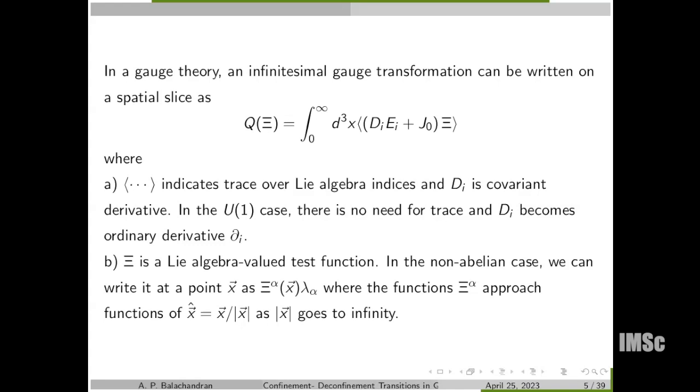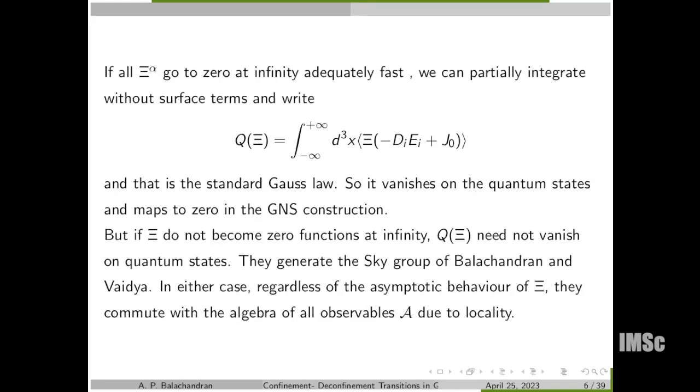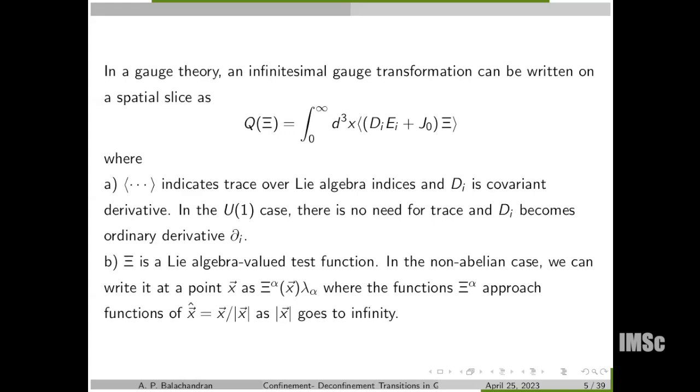The brackets here indicate a trace over Lie algebra indices, and Di is the covariant derivative. In the U(1) case, there is no need for taking the trace, and the Di becomes the ordinary derivative, small di, because the electric field is neutral. Now, here chi is a Lie algebra test function. In the non-abelian case, we can write it at a point x of space-time as chi alpha of that point, times lambda alpha, where these functions chi alpha approach functions of x at infinity.